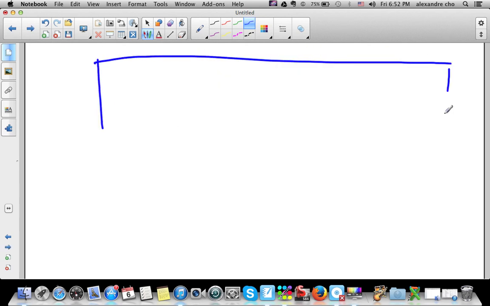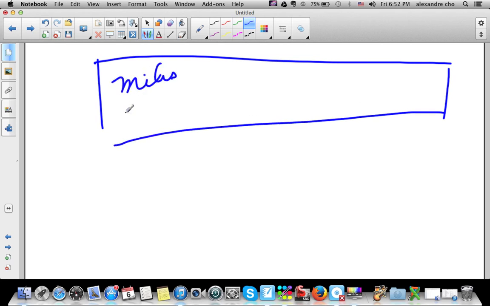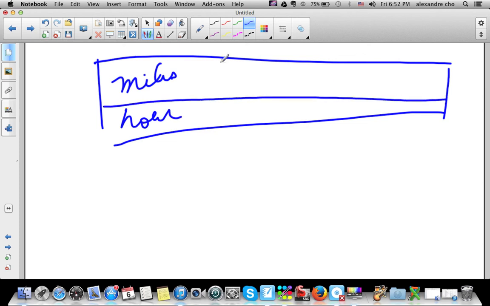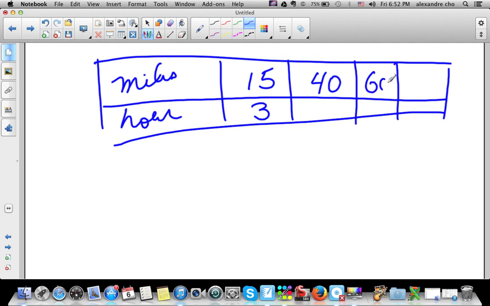Again, this one says miles per hour. Oh, we'll figure it out. 15 miles took me 3 hours. What was I thinking in making this so easy? Well, 15 miles, 3 hours. So we want to know how many hours it took for me to go 40 miles, 60, 70.